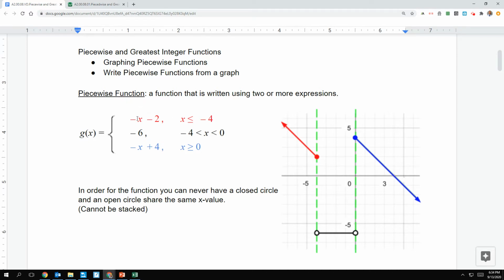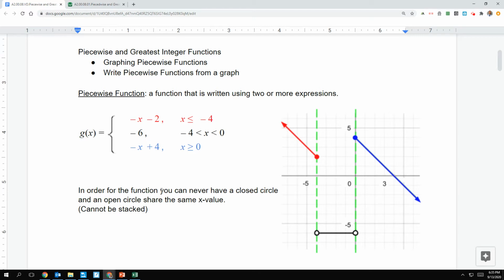We have y equals negative x minus 2. We have y equals negative 6. And we have y equals negative x plus 4. Now, we have to look at the restrictions of those. Each one of those has a domain which is restricted, which says you can only use it for these specific x values.